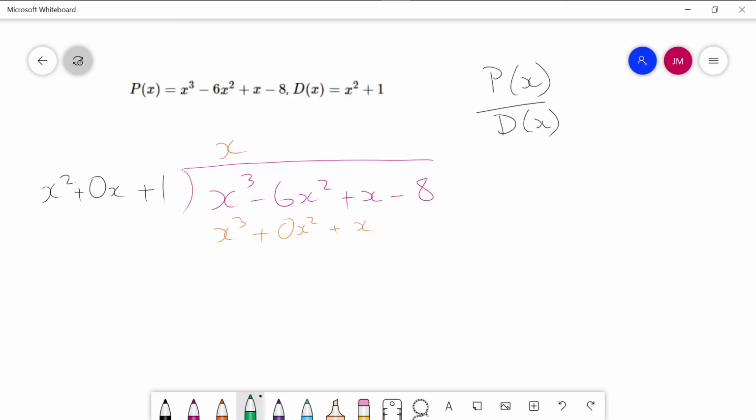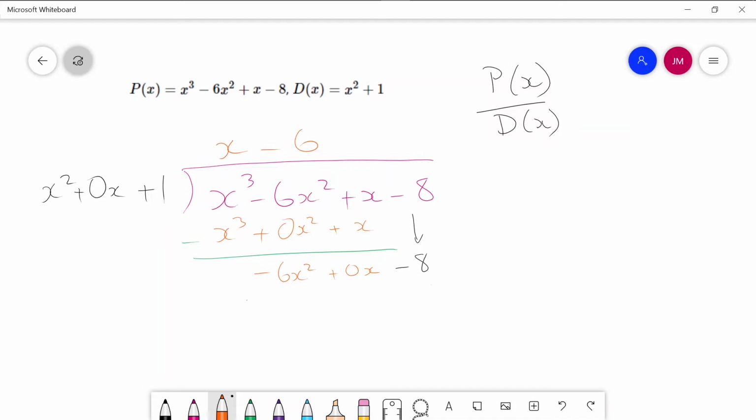So then we subtract. I get x cubed minus x cubed is 0, minus 6 minus 0 is going to give you minus 6x squared. X minus x is 0, so I get 0x, and then I drop my minus 8 down. So then I just repeat the process. So I go minus 6x squared divided by x squared is going to give you minus 6.